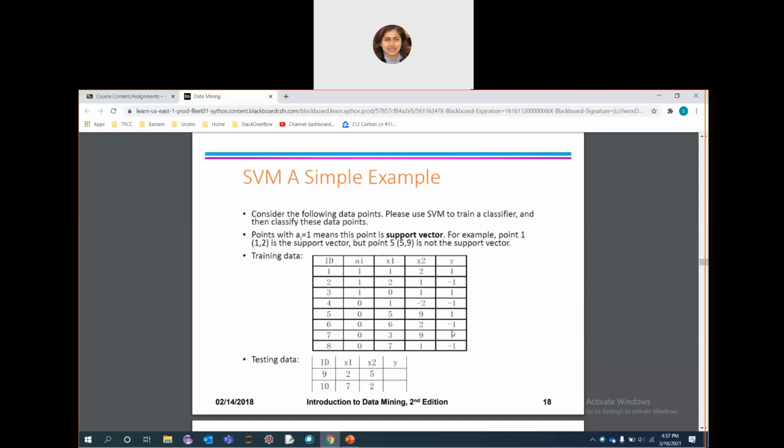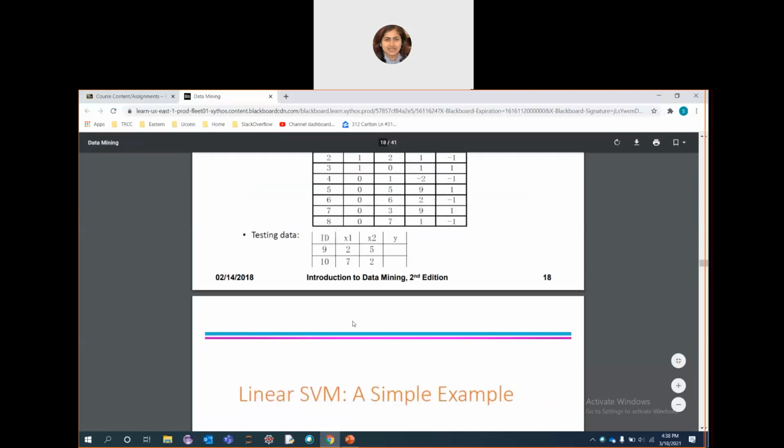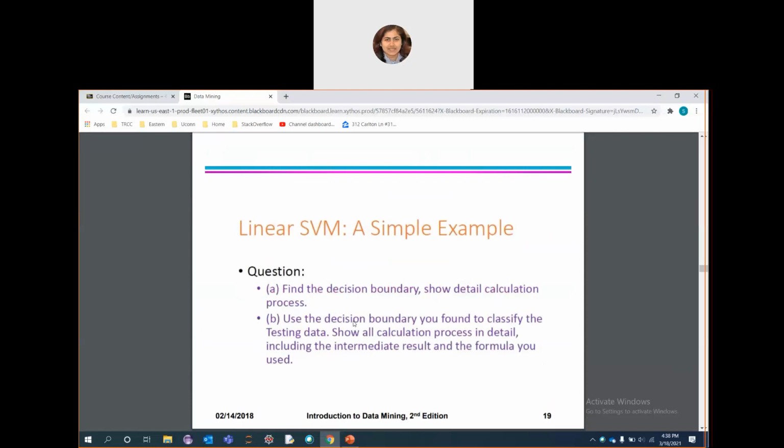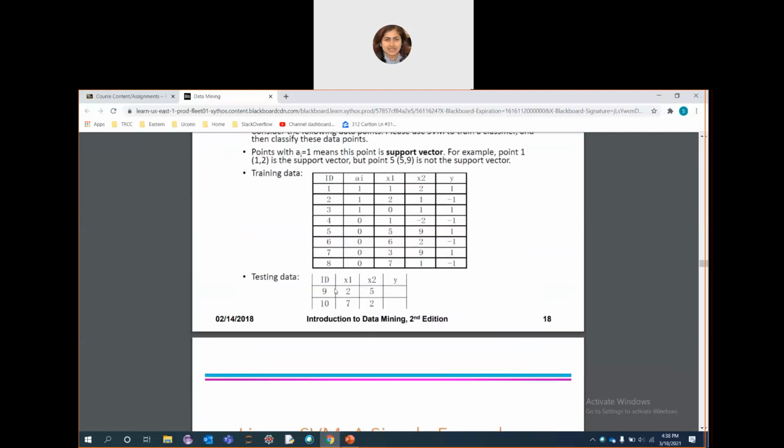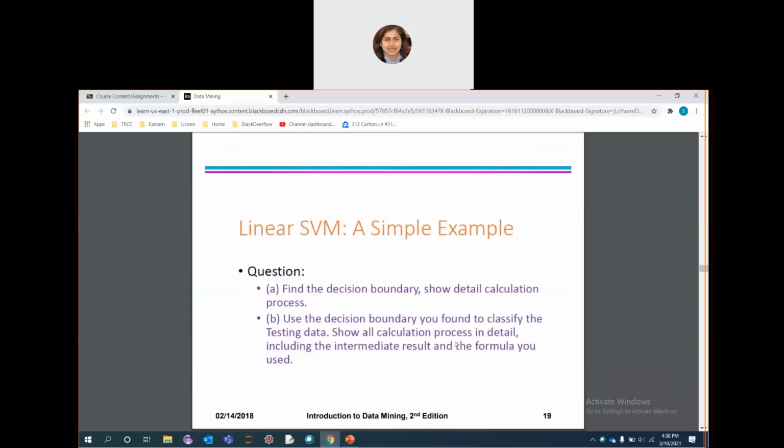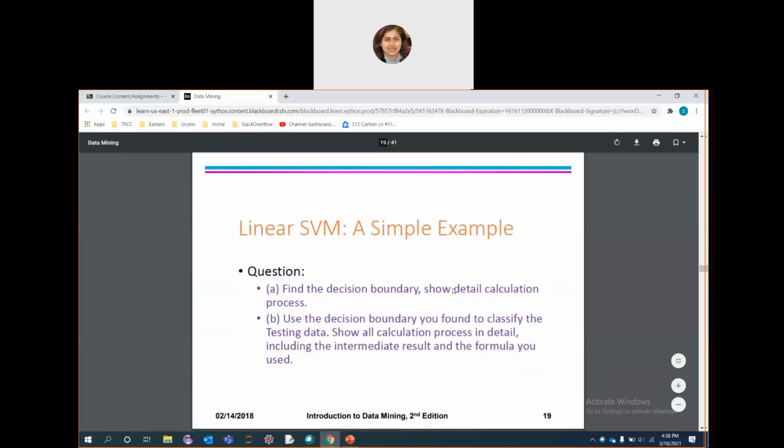Looking into this, you will first do an analysis. Then after you get a conclusion, you will find out for these two testing data, 2,5 or 7,2, which side of the hyperplane they will lie. Let's look into what we are trying to do. First, we will find out a decision boundary. Then after finding the decision boundary, you will classify the testing data, that is, which side they will lie. These are the things that we are going to do.